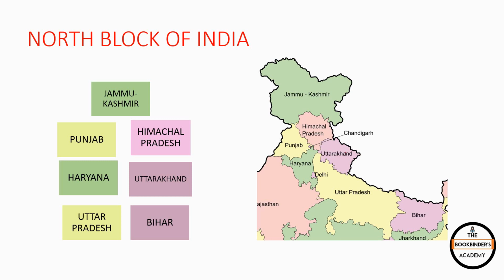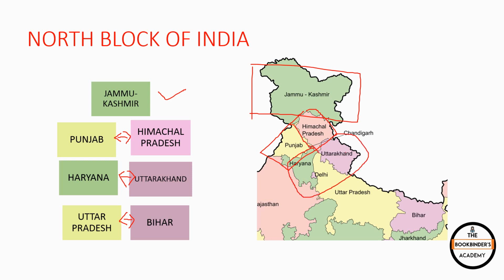Now, here I have given you a grid formation. The grid formation consists of Jammu and Kashmir right at the top, then Punjab and Himachal Pradesh connected to each other. Then we have Haryana, Uttarakhand connected to each other and Uttar Pradesh and Bihar connected to each other. Now what I want you to observe is, we have Jammu and Kashmir, the first block, Punjab, Himachal Pradesh, the second block connected to each other, Haryana, Uttarakhand, the third block connected to each other and Uttar Pradesh and Bihar, the fourth block connected to each other.